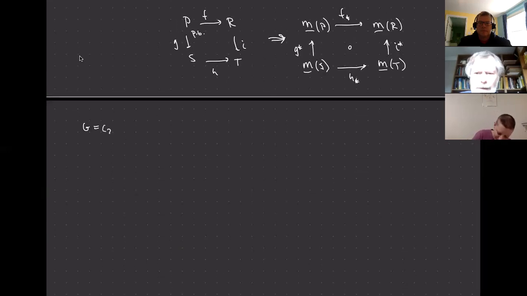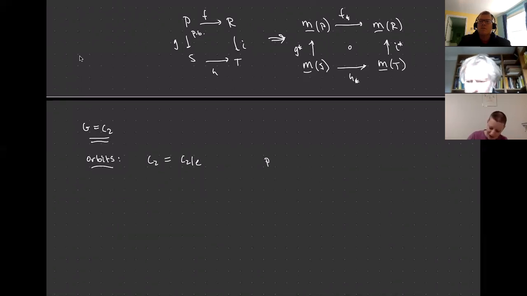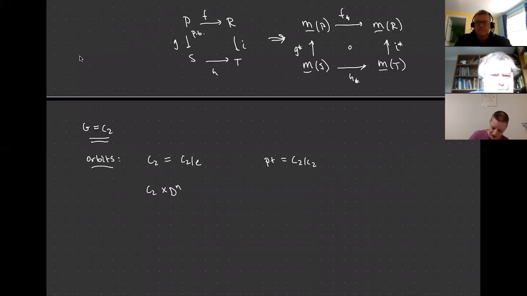So now let's let G be C2, the cyclic group of order 2, and we'll probably stay here for the rest of the time, though maybe I'll make some comments about other groups. So the first thing we talked about was G-CW complexes. So what kind of orbits do we have here, and what kind of orbit cells? Well, we've got C2, which I can think of as C2 mod the trivial subgroup. I've got a point, which I can think of as C2 mod C2, so just 2 orbits. That gives me 2 kinds of orbit cells: C2 cross a disk and a point cross a disk.